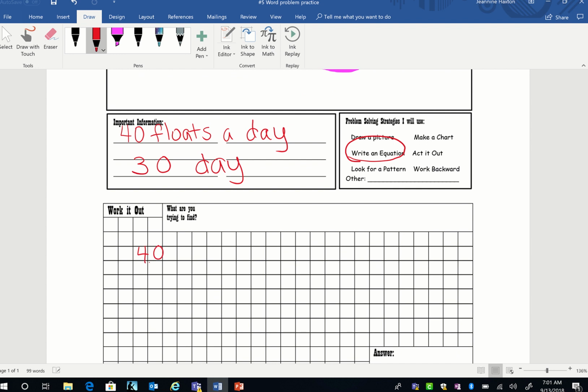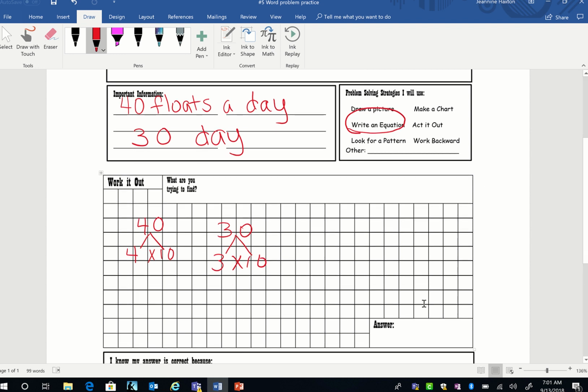40 can be broken into 4 times 10, and 30 can be broken into 3 times 10. Okay, so now I can use something familiar to me to figure this problem out. I know 4 times 3 equals 12. So I'm going to say 4 times 3 equals 12. Now I know I have to incorporate times 10 and times 10 again.